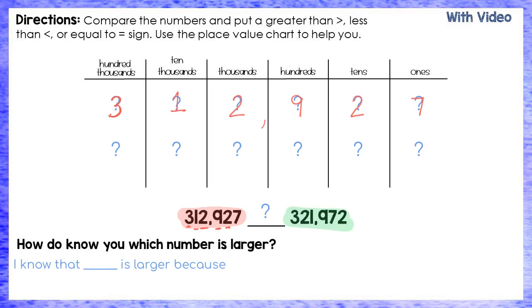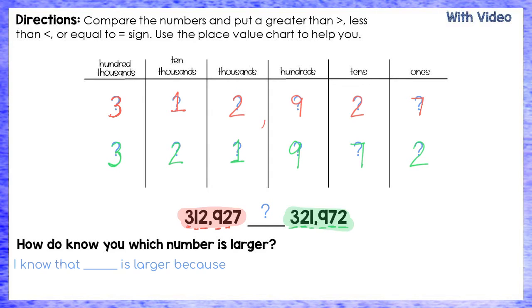Our next number is written in green. So here in the ones place we have a 2. In the tens place we have a 7. In the hundreds place we have a 9. In the thousands place we have a 1. In the 10,000s place we have 2. And in the 100,000s place we have a 3.